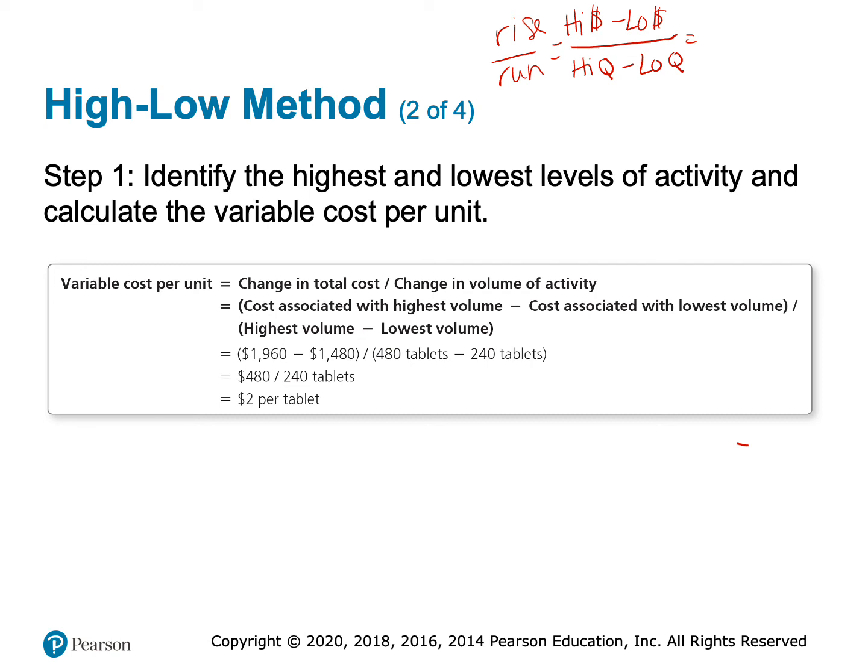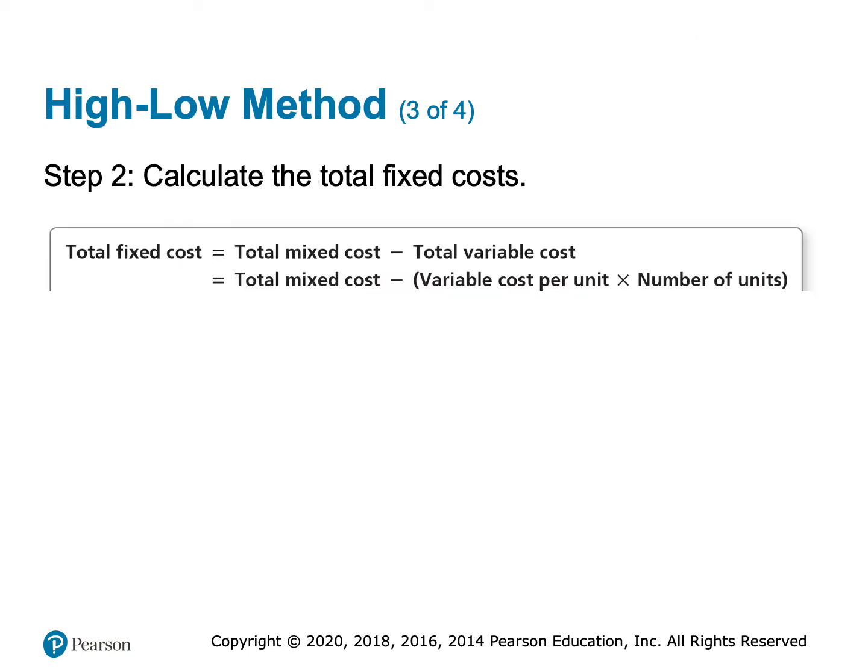So I see a lot of students make mathematical errors here because we don't follow our order of operations. PEMDAS, or please excuse my dear Aunt Sally, however you learned it. But when we calculate it out mathematically, then we wind up with $2 per tablet. So we know that the variable cost per unit is $2 per tablet, or the slope of our line is 2. Now, the next step is to calculate the fixed cost.